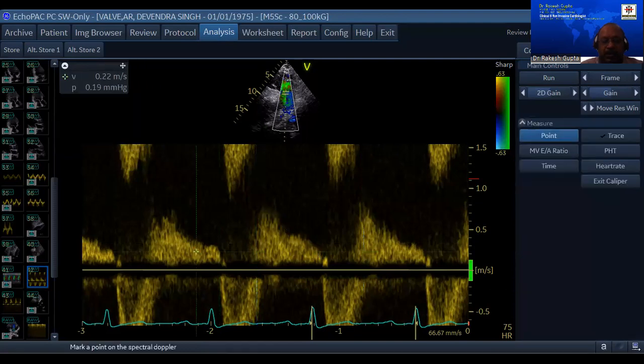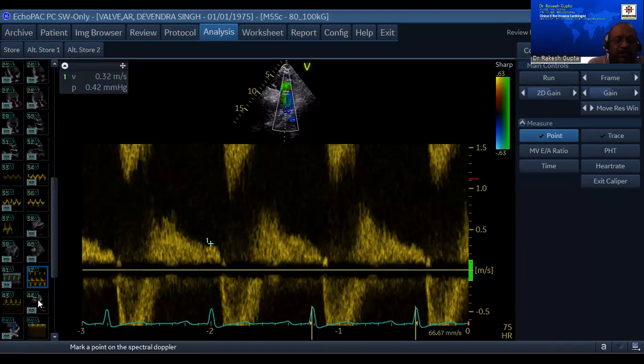Then we take an end diastolic velocity. The caliper, we put this at end diastolic velocity. End diastolic velocity is 0.32 meters per second. So any velocity more than 0.22 meter per second is considered as severe aortic regurgitation.